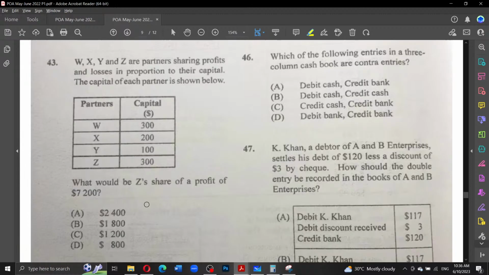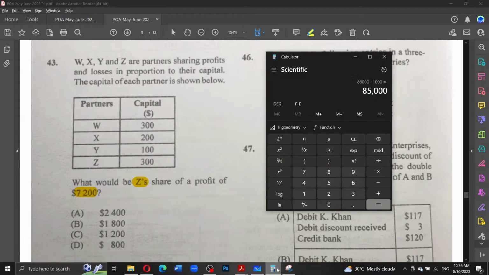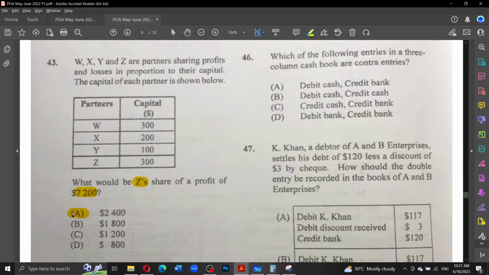And the amount of profit we are going to share is $7,200. So let's see how many shares we have in total. 3 plus 2 is 5, plus 1 is 6, plus 3 is 9. We're asking about Z's share. So Z is receiving 3 of the 9 shares of $7,200. Therefore, Z is collecting 2,400.